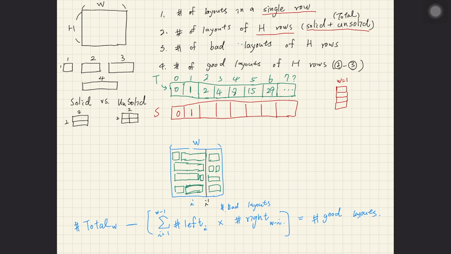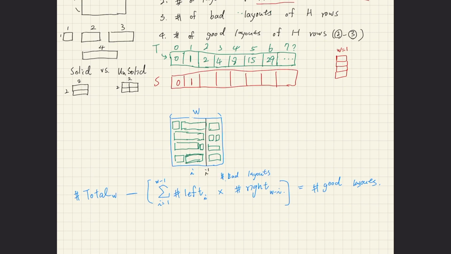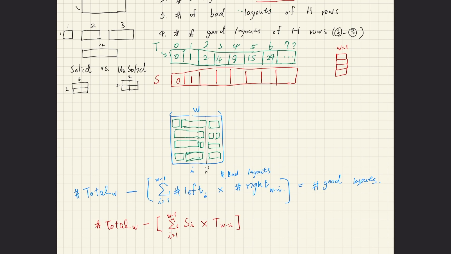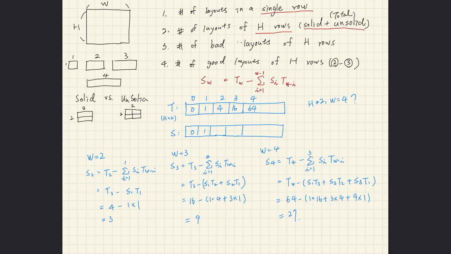And when the width is 2, how do we count the solid wall here? Okay, so we will use the formula here. Let me rewrite this formula. So for width more than 1, the good structure or the solid structure will come from this formula. Maybe now you are a little bit confused, so I would like to use an example to elaborate this formula.